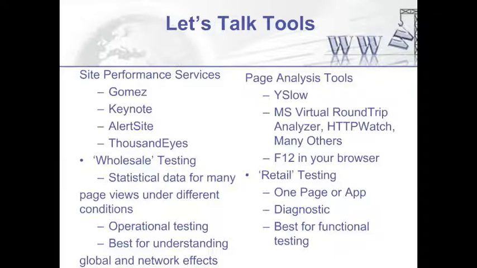There's a product from Microsoft called Virtual Round Trip Analyzer. This is my personal favorite tool for spot measurements. There's a commercial tool called HTTP Watch, which provides a browser plug-in. You can find some others, but honestly, for retail testing, one of the best approaches is simply to use the browser-based developer tools. You can usually do that just by hitting F12 in your browser, and it will bring up a display showing you something about the overall performance, usually a waterfall diagram.